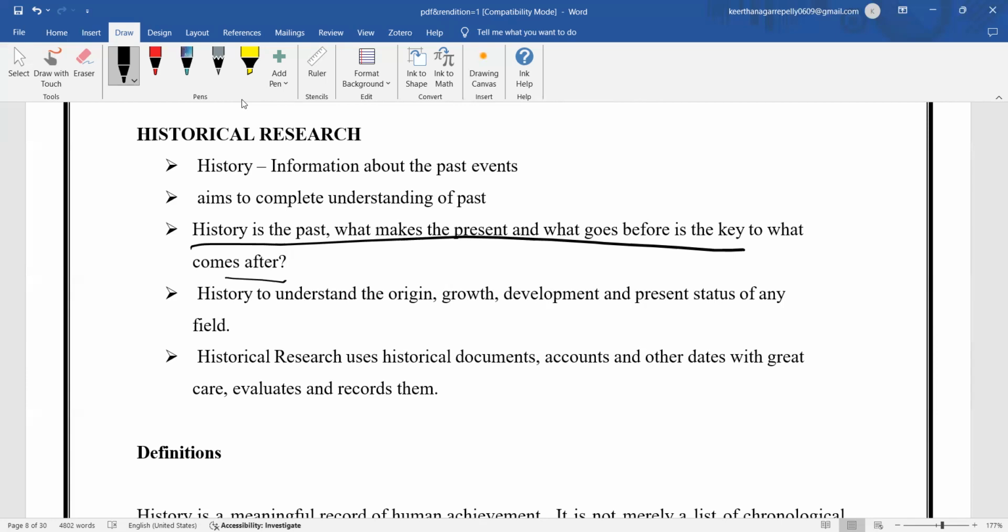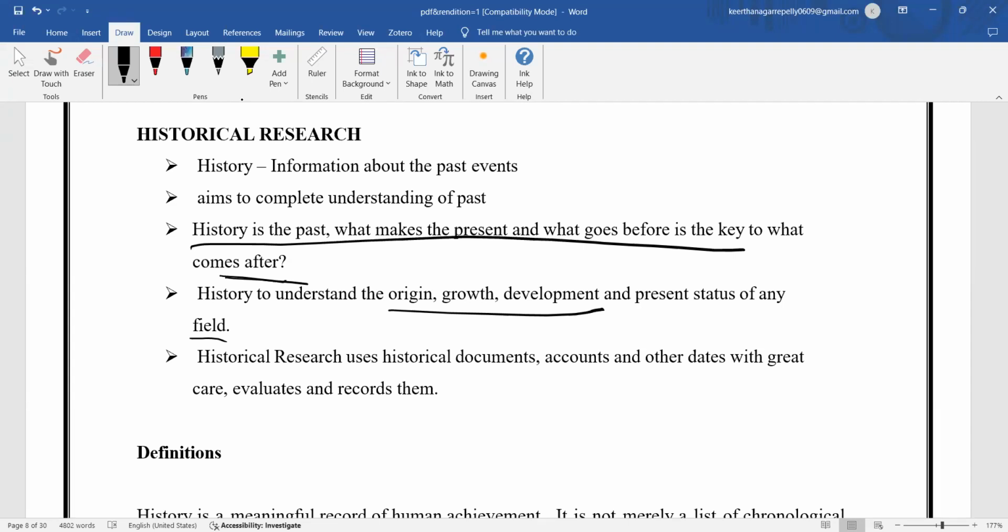So in the history, this is what happened. If they did this, this is what happened. Now in the present, this is the situation. Now if you do the same thing for the next few years, this is going to be the future. That is what the point is trying to explain to us. History helps us understand the origin, growth, development, and present status of any field. So these are the three things that history makes us understand.